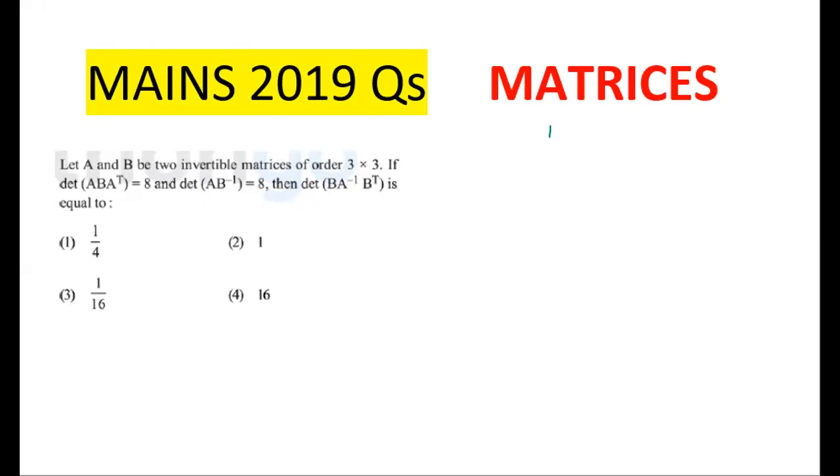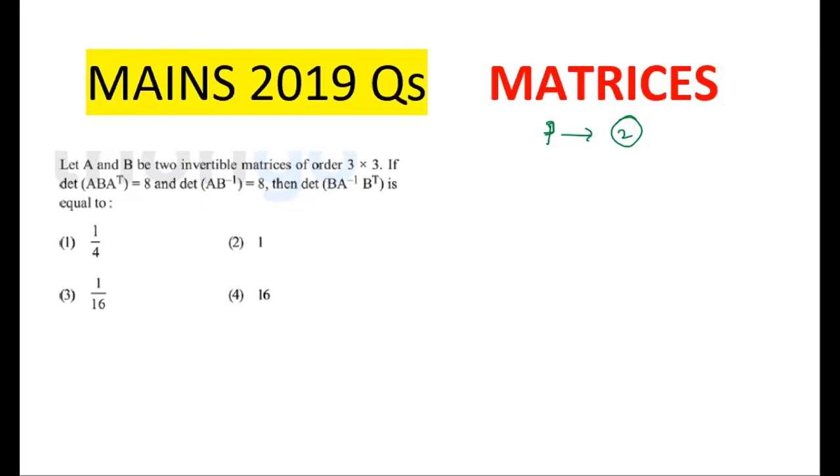This is part 2. See the first question, what they are giving. Let A and B be two invertible matrices of order 3 by 3. If det of ABA transpose is equal to 8, det of AB inverse is equal to 8, then det of BA inverse B transpose is equal to.